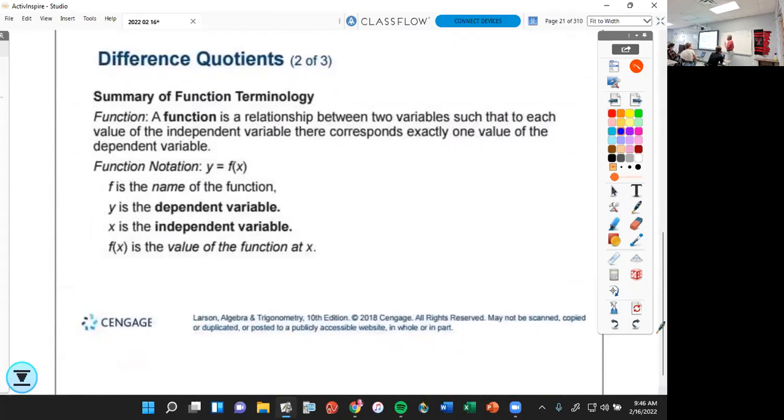A function is a relationship between two variables such that each value of the independent variable corresponds to exactly one value of the dependent variable. And here are several ways of saying some of the things there. Function notation: y equals f of x, same thing. f is the name of the function, y is the dependent variable, x is the independent variable, f of x is the value at x.